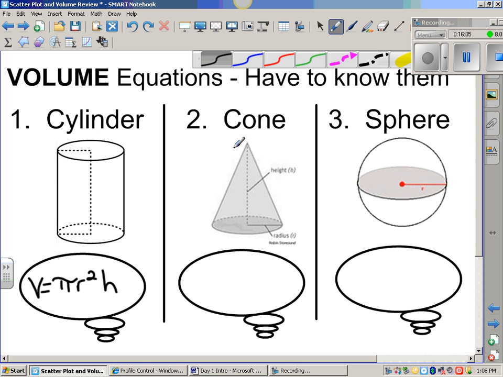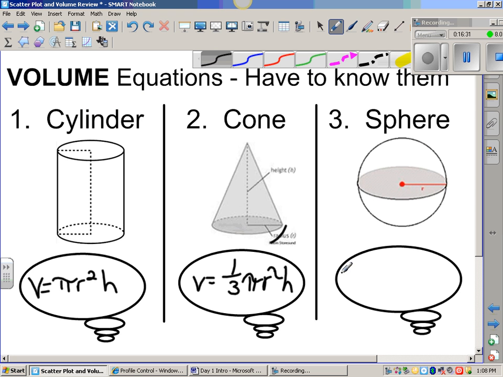This is a cone. Please remember we talked about the fact that it will take 3 cones to fill one cylinder. Again, 3 cones to fill one cylinder. That's where the volume equation 1/3 pi r squared height came from. All right, it's the same equation just about as your cylinder, only it has the 1/3 in front of it because it takes 3 cones to fill up one cylinder.